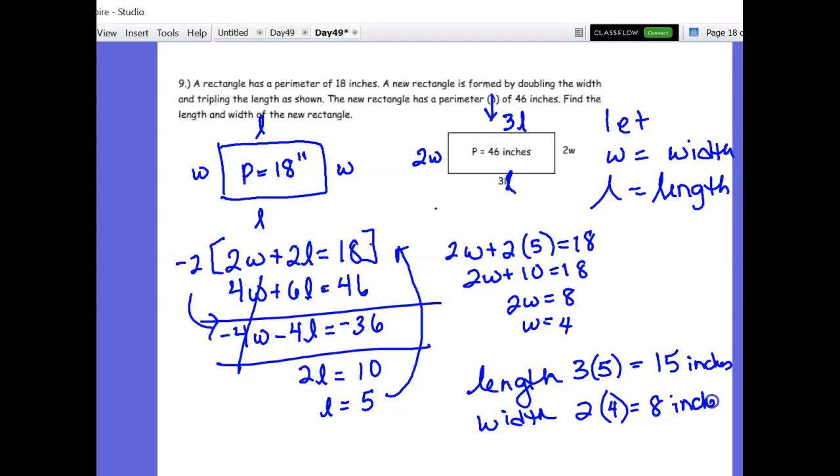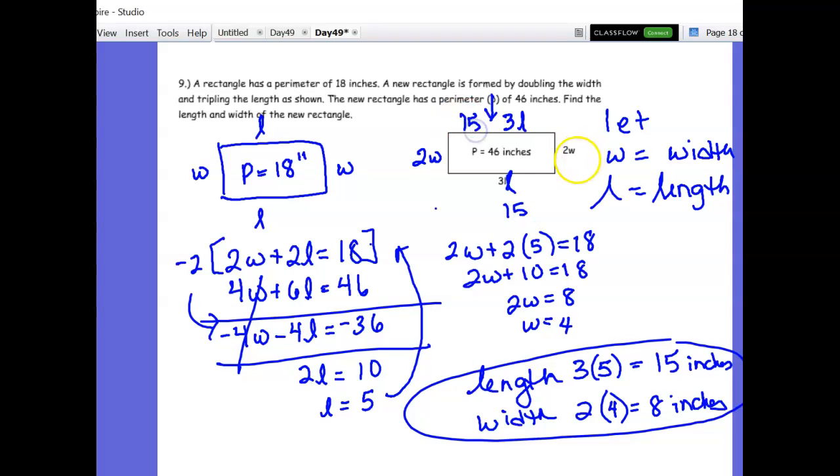Let's see, does that work? Okay. So if this was 15 and this was 15, that would be 30, 30, 8, and 8 add 16, 30 and 16 is 46, so that would work. Okay? All right, so I'm going to come back and finish.